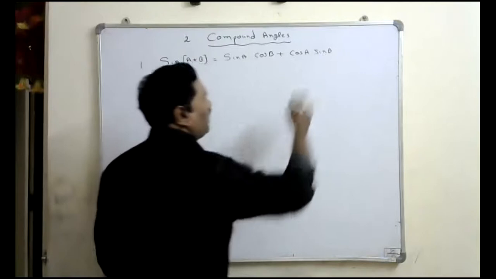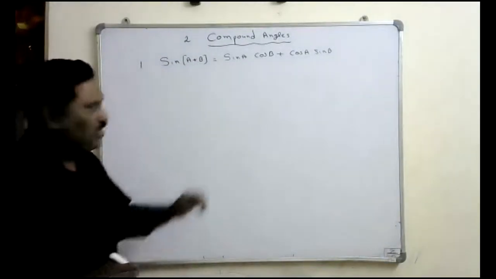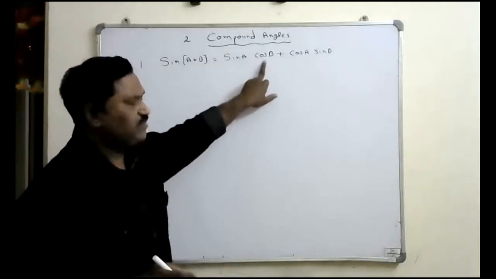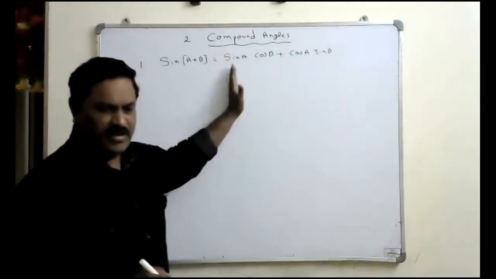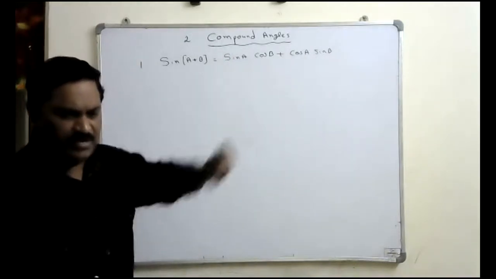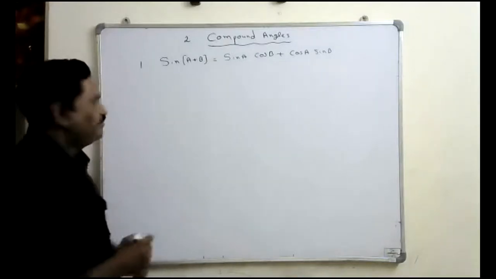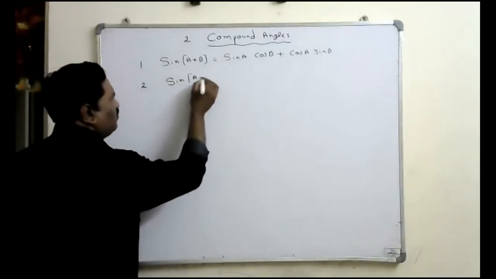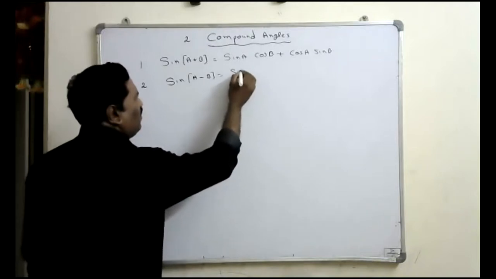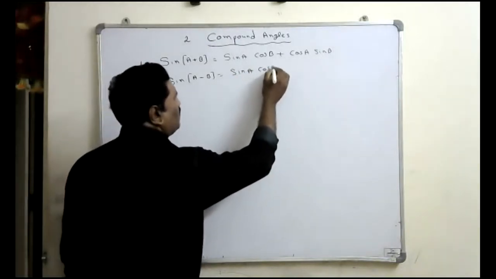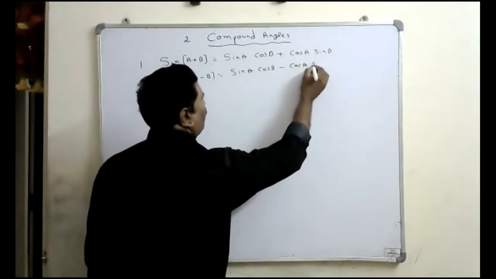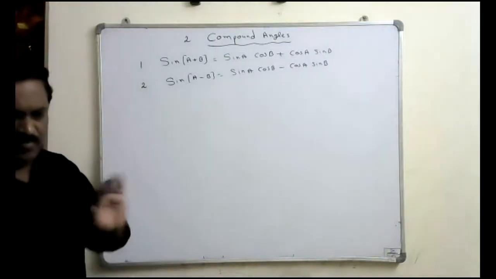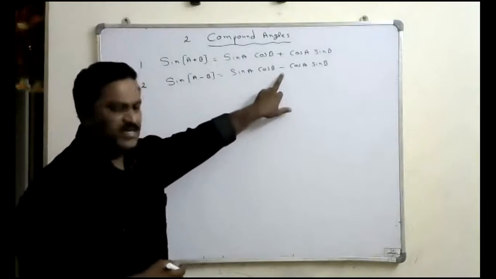So this is the formula for sin of A plus B. It is easy to remember. There is a plus in between. One term has sin, another term has cos, then cos and sin. So sin A cos B plus cos A sin B. The second one is the formula for sin of A minus B, which is sin A cos B minus cos A sin B. This is the second formula that you have to remember. There is a minus, so you get the minus in between.